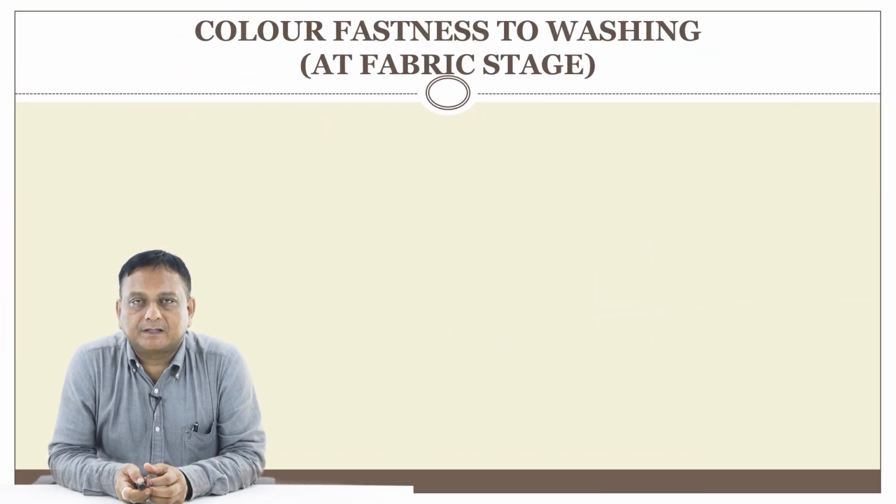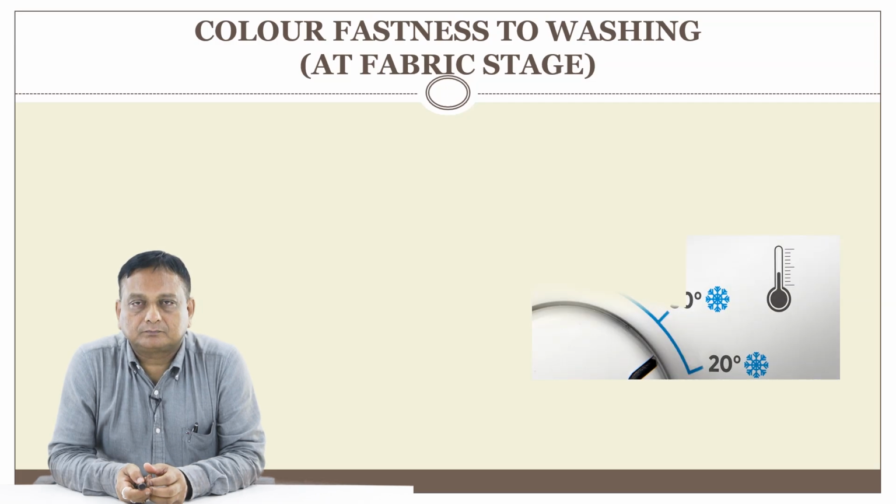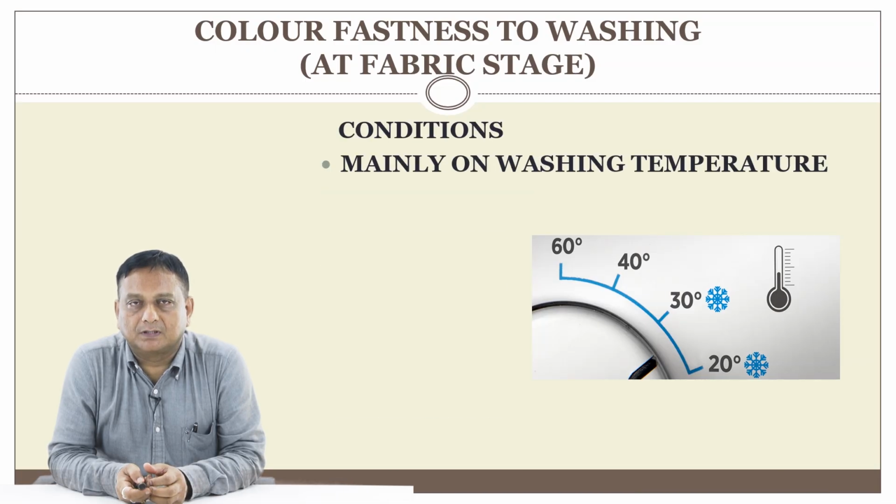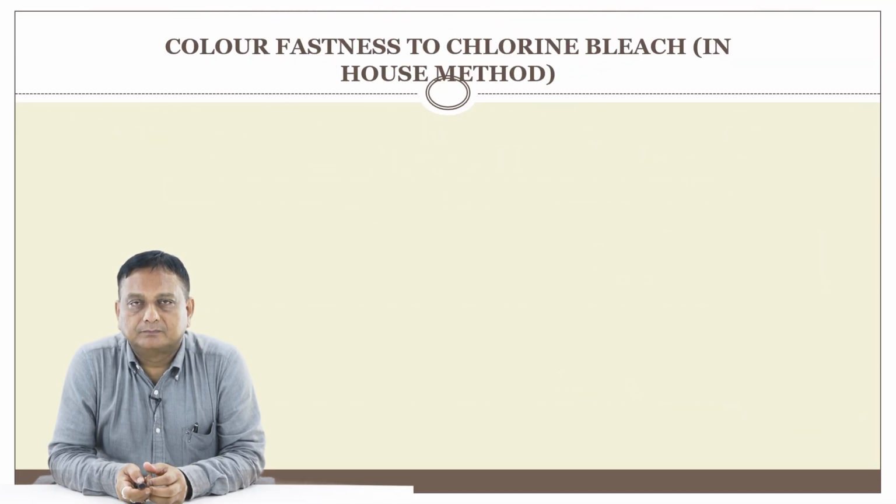Now colorfastness is another test to be carried out at the fabric stage while determining the care label of a garment. Temperature plays an important role in washing. We have to be very careful about which temperature the garment can withstand without color bleeding happening. That will be the ideal temperature.